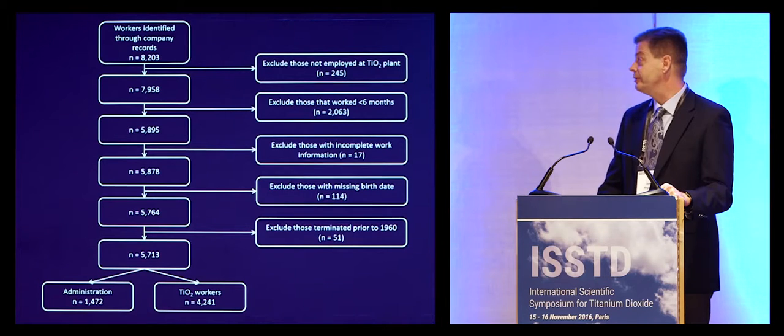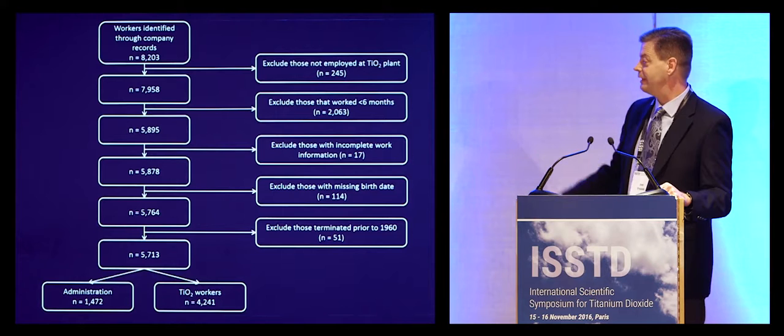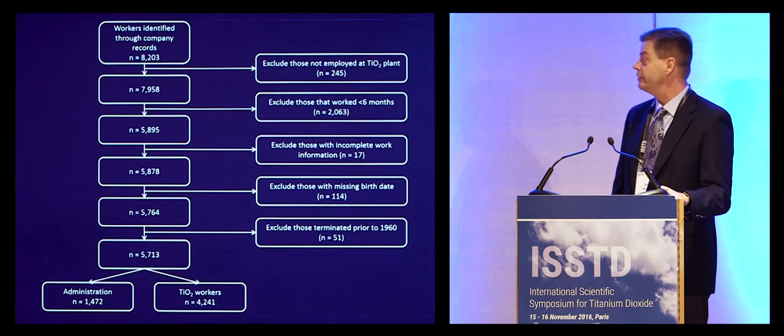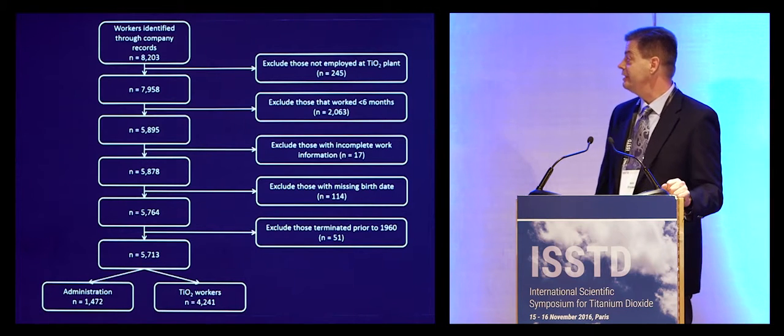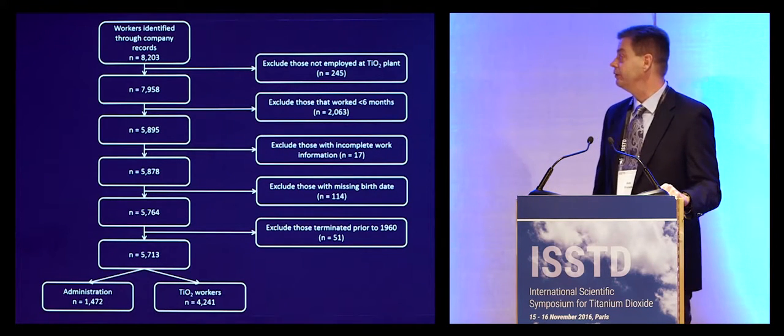This is just a diagram to show you how many people we initially identified, and they fell out in the analysis, they fell out because of certain reasons. So we originally identified over 8,000 folks. Some of them didn't work at the plant, so that's 245.